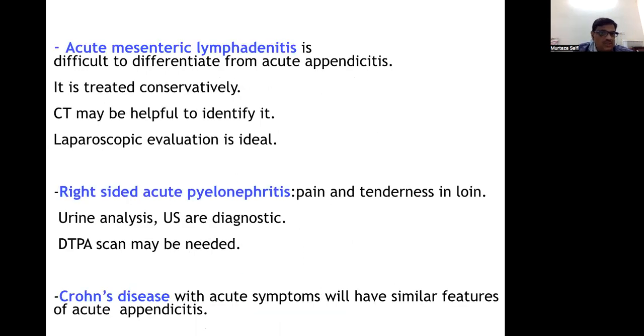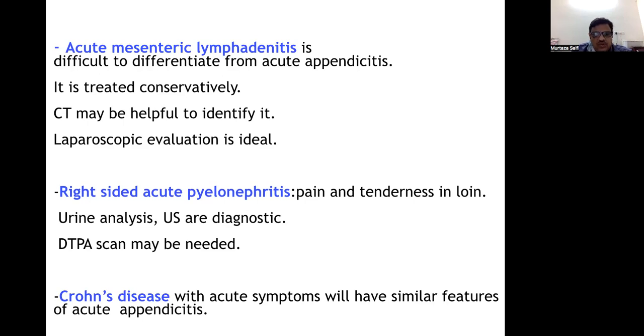enterocolitis. Acute mesenteric lymphadenitis is also one of the differential diagnoses of appendicitis. It is difficult to differentiate from acute appendicitis. It is treated conservatively. CT scan may be helpful. Laparoscopic evaluation is ideal. Right side acute pyelonephritis also presents as acute appendicitis, with pain and tenderness in the loin; urine analysis and ultrasonography are diagnostic, and DTPA scan may be needed.